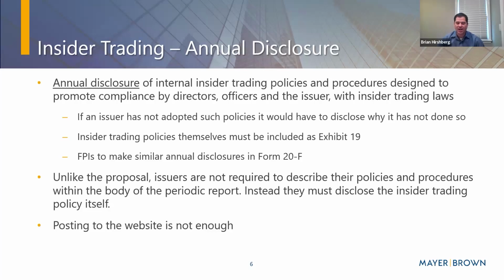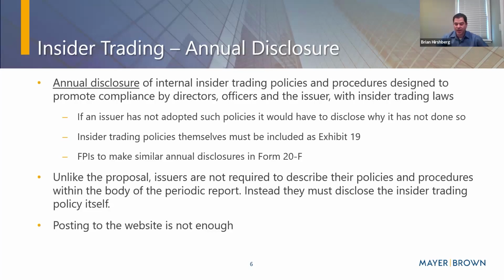For FPIs, the cooling off period that is now required is the later of 90 days after the adoption of the plan and the earlier of two business days after the furnishing of the information on the 6K or the 20F, basically whenever the quarterly earnings, information, financial results come out, or 120 days after the adoption of the plan.